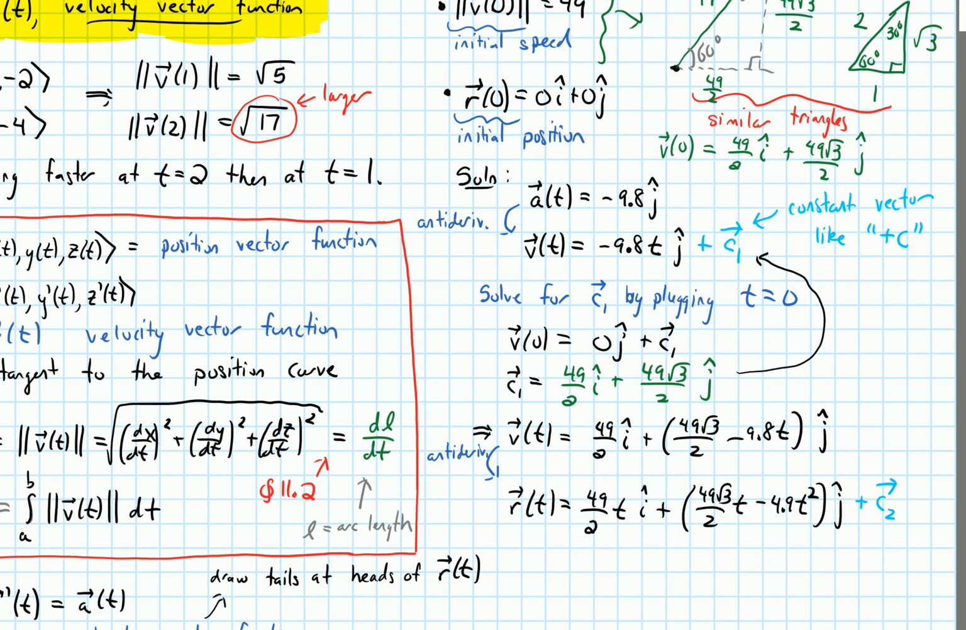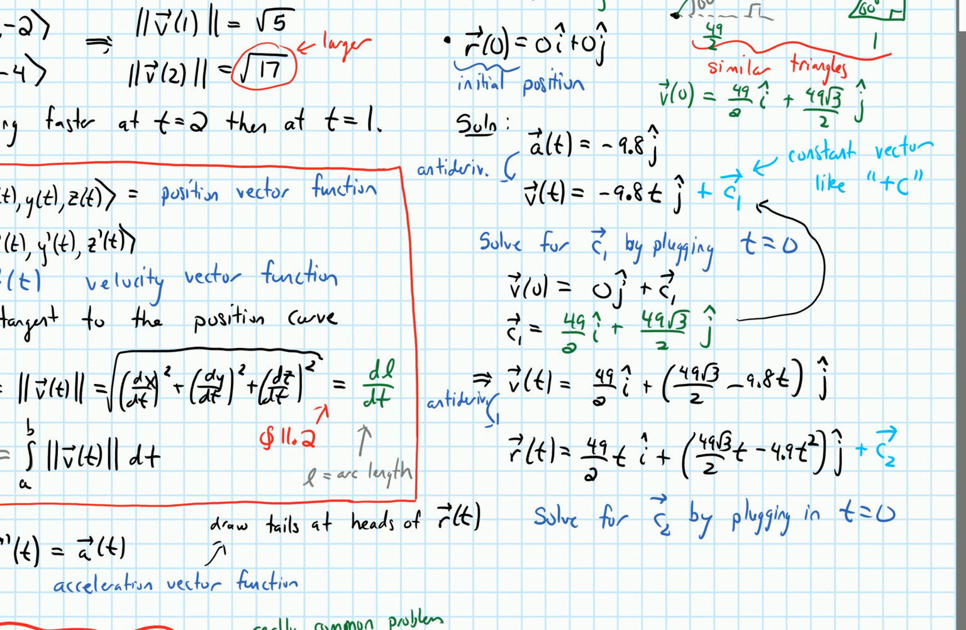All right. So just as before, now let's solve for the vector c2 by plugging in t equals 0, because we have information about what's going on at t equals 0. So if I plug in t equals 0, on the left-hand side, we get r of 0. On the right-hand side, the first part becomes just 0. So we get 0 i hat plus 0 j hat. And then we have plus that vector c2.